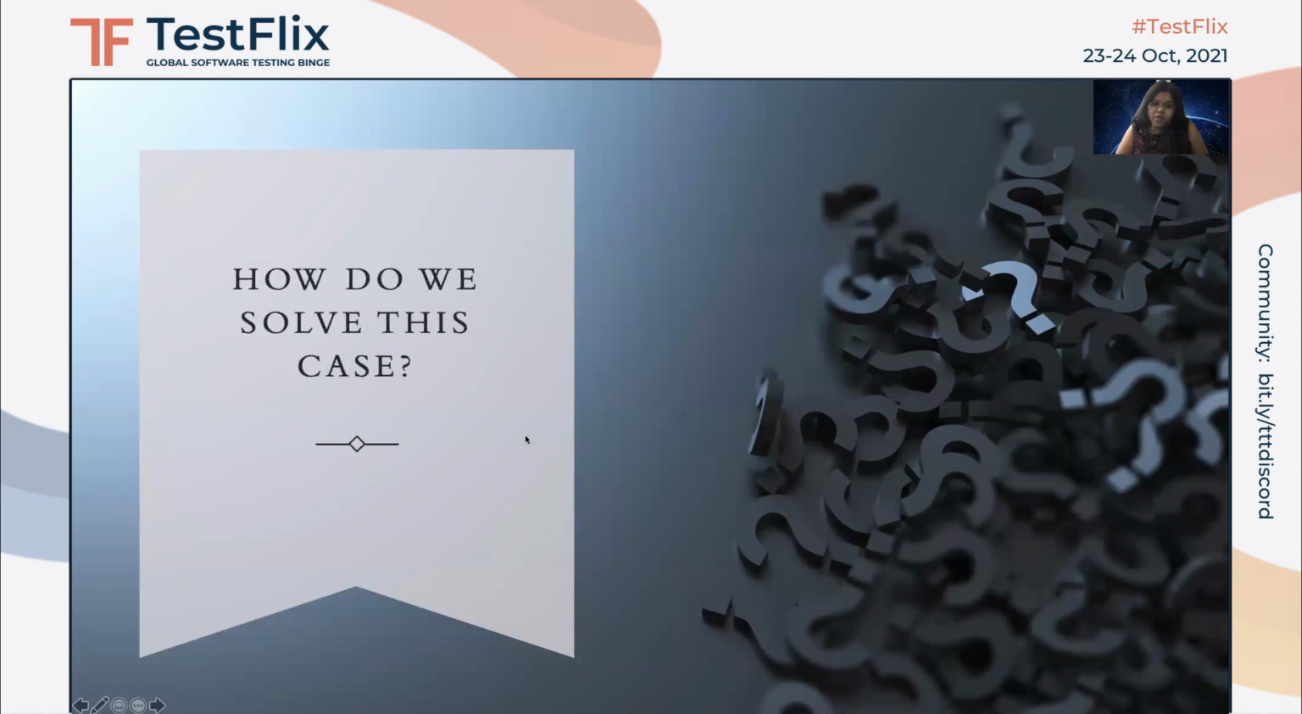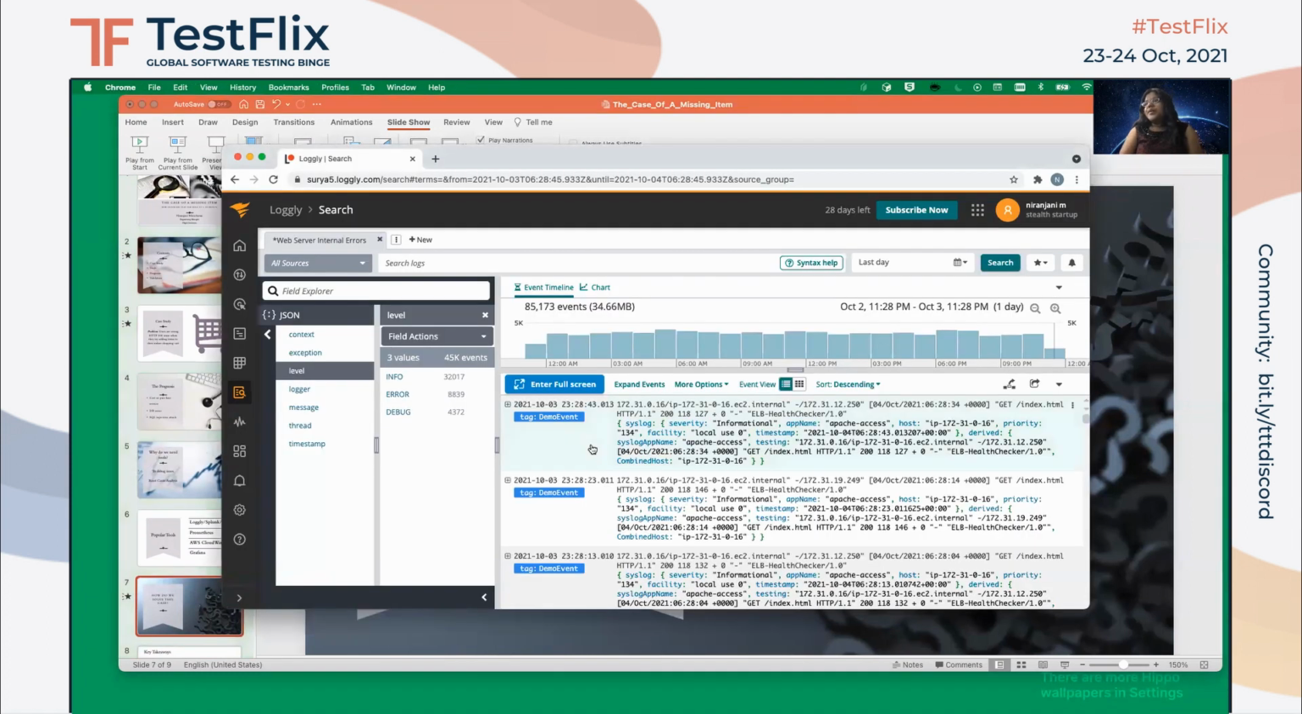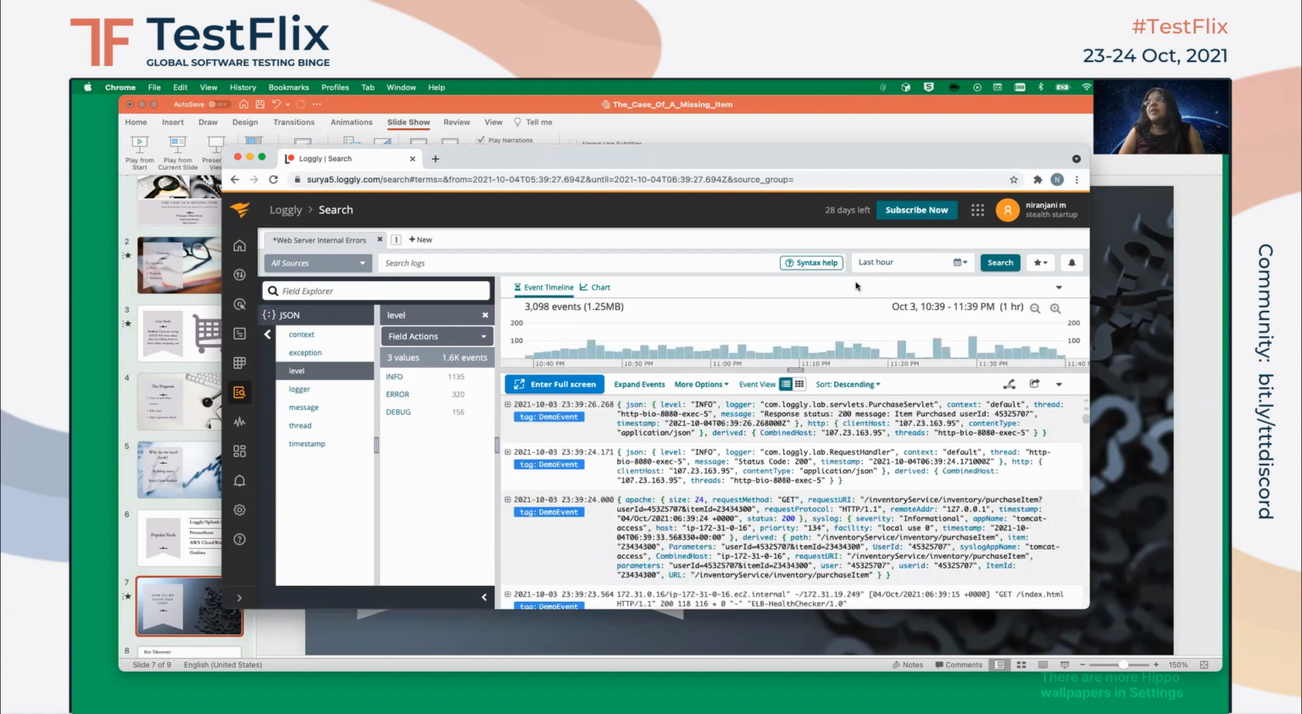Now, how do we solve this case? Let's quickly look at Loggly, okay? So as you can see, this is the interface of Loggly, and we're looking at the data from the past 24 hours, and there are around 85,000 events. Again, this is a lot of data, so let's narrow down because my friend mentioned this all happened in the past hour. So I'm just going to filter that out, and that still shows us 3,000 events or so.